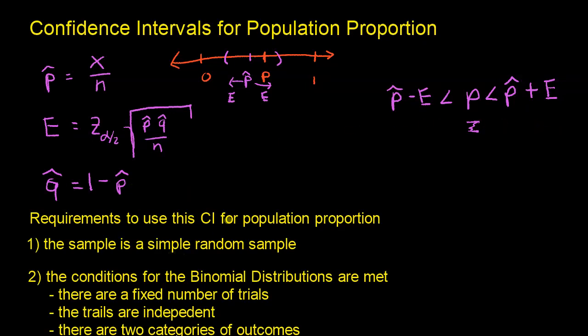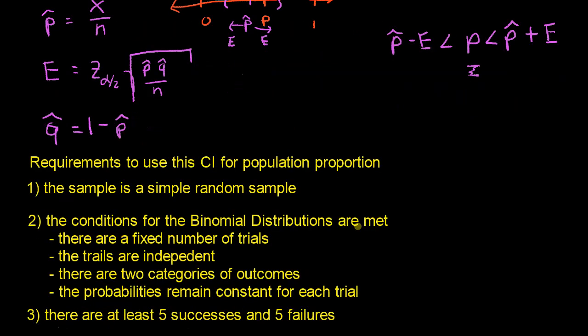All right, first let's talk about some requirements in order to be able to use this interval, and then we'll do some examples. So the first requirement is that the sample must be a simple random sample. Okay, you can't have a biased sample. You can't have a sample where one person's response to a survey or something makes the next person respond differently, right? So there must be independent sampling, and the sampling must be at random.